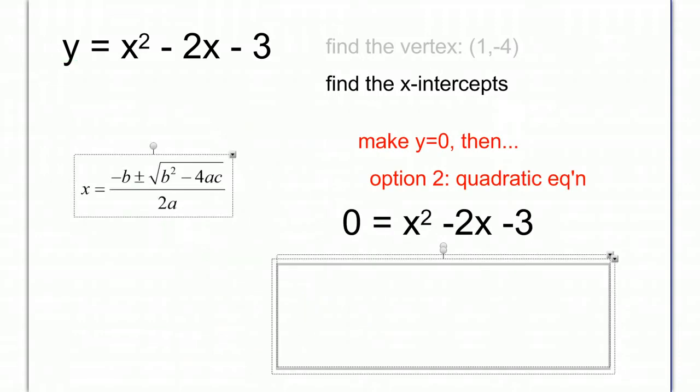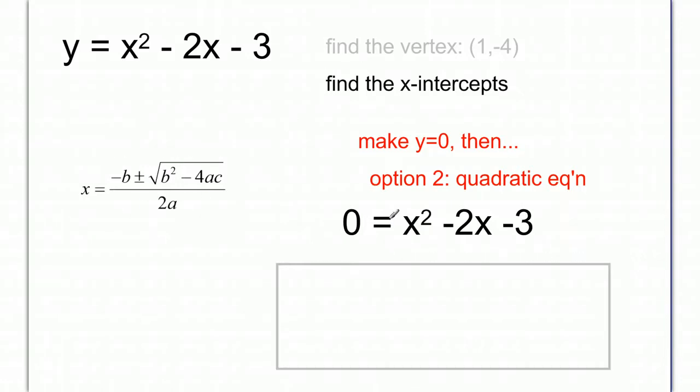A second method for finding the x-intercepts is using the quadratic equation. Now the quadratic equation still assumes that you set y equal to 0, but then you have to find a, b, and c and plug it into this big, long, nasty equation. So since we don't have anything in front of x squared, again, we're going to say that 1 is equal to a, and then -2 is equal to b, and -3 is equal to c. So let's plug it into our equation.